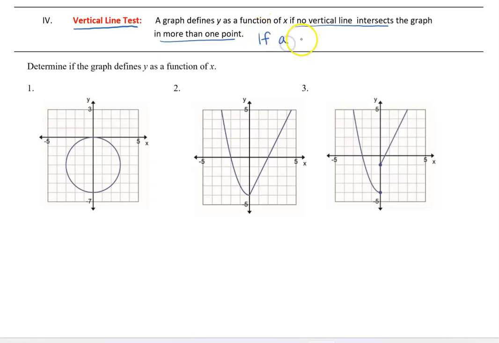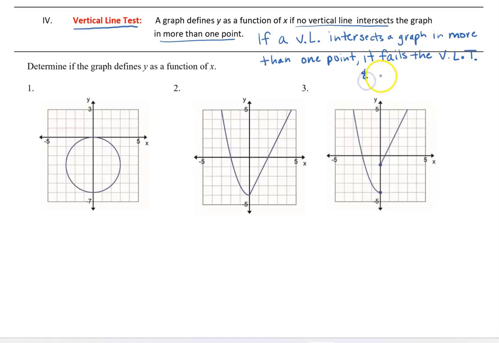If a vertical line, and I'm going to just abbreviate vertical line VL, intercepts or intersects a graph in more than one point, comma, then the graph fails the vertical line test, which I'm going to abbreviate VLT, and the graph is not a function.